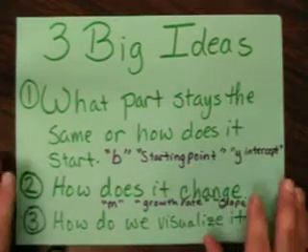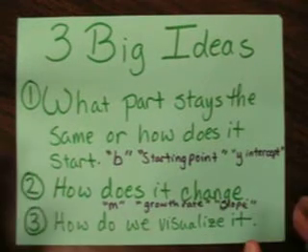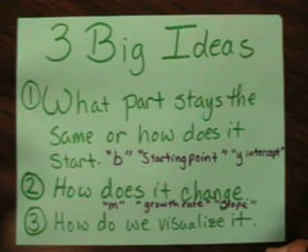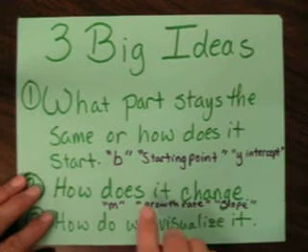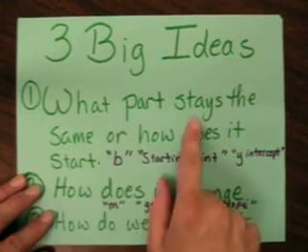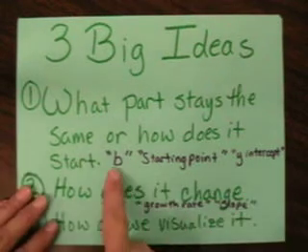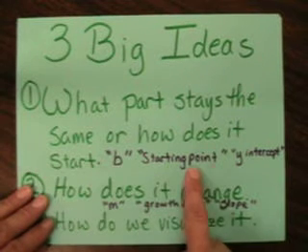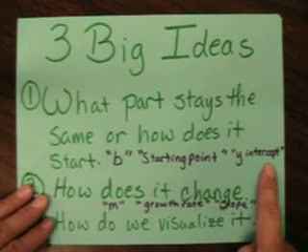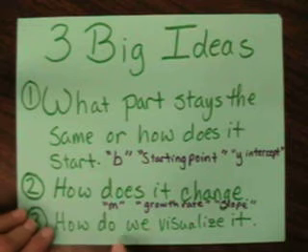Okay, so there are three big ideas to think about. Those are a changing part and a part that kind of starts or stays the same. So here they are. One: what part stays the same, or how does it start? We use some other terms for that. Sometimes we'll call it b, the starting point, the y-intercept, initial value.